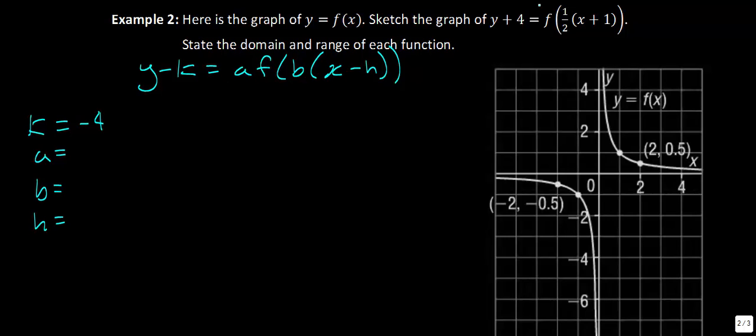My a value, I can't see any a value, so we assume it's a 1. The b, of course, is 1/2. And finally the h, because it's a plus 1, we do the opposite value, make it a negative 1.